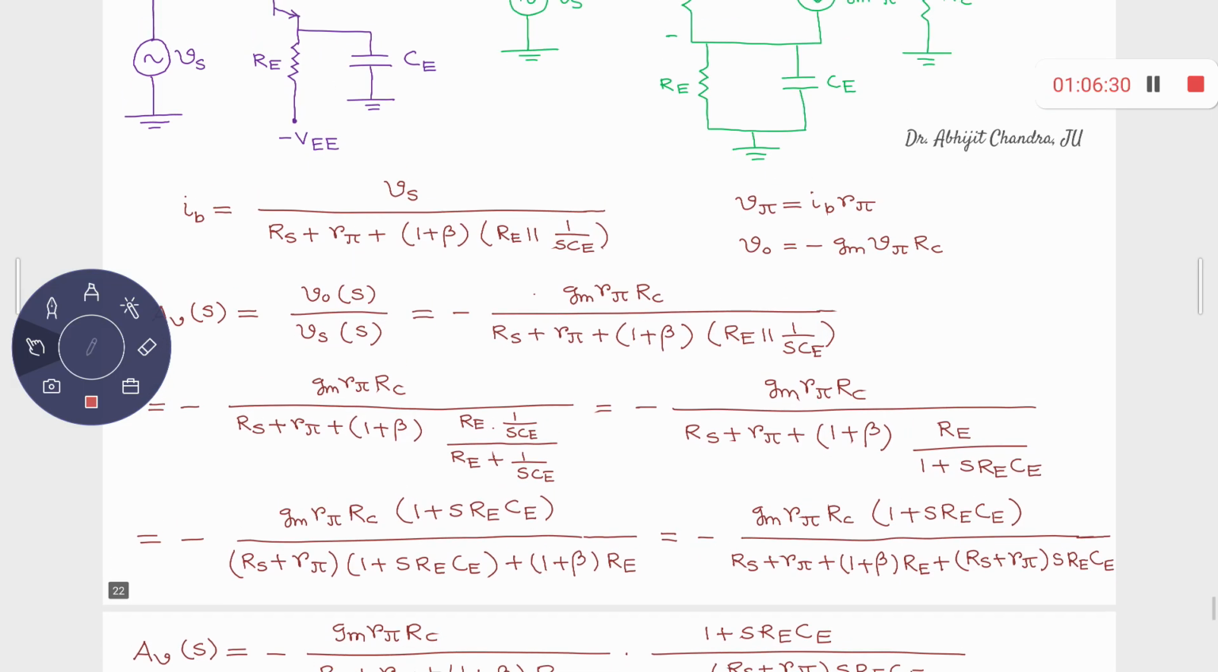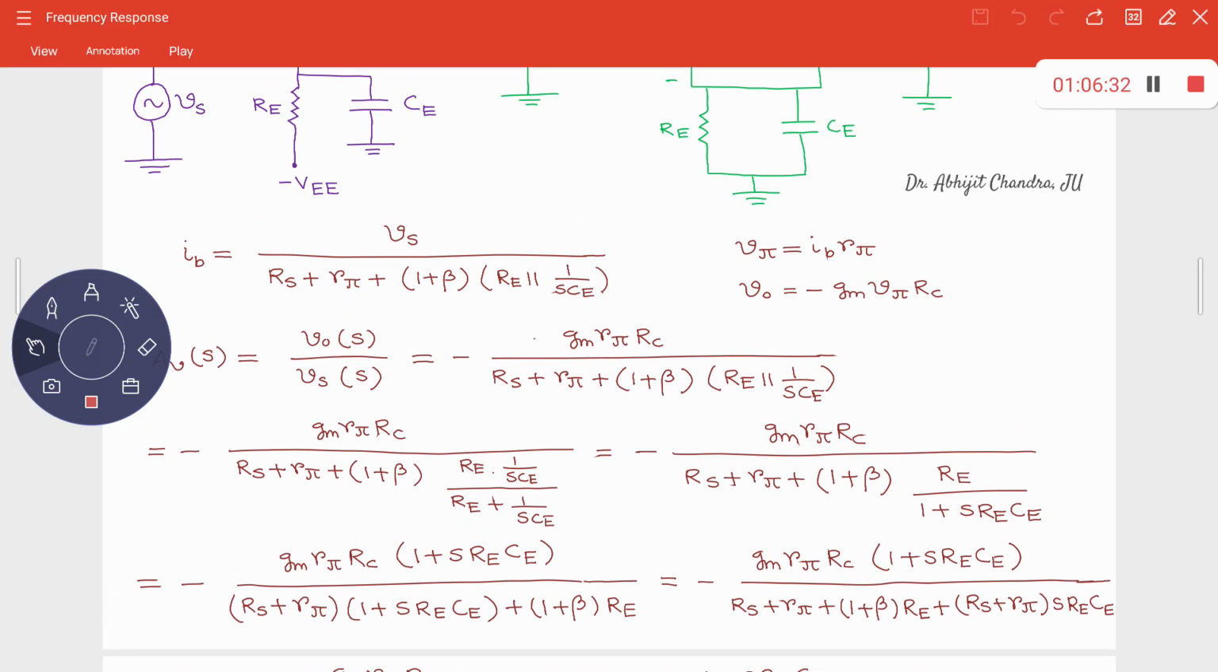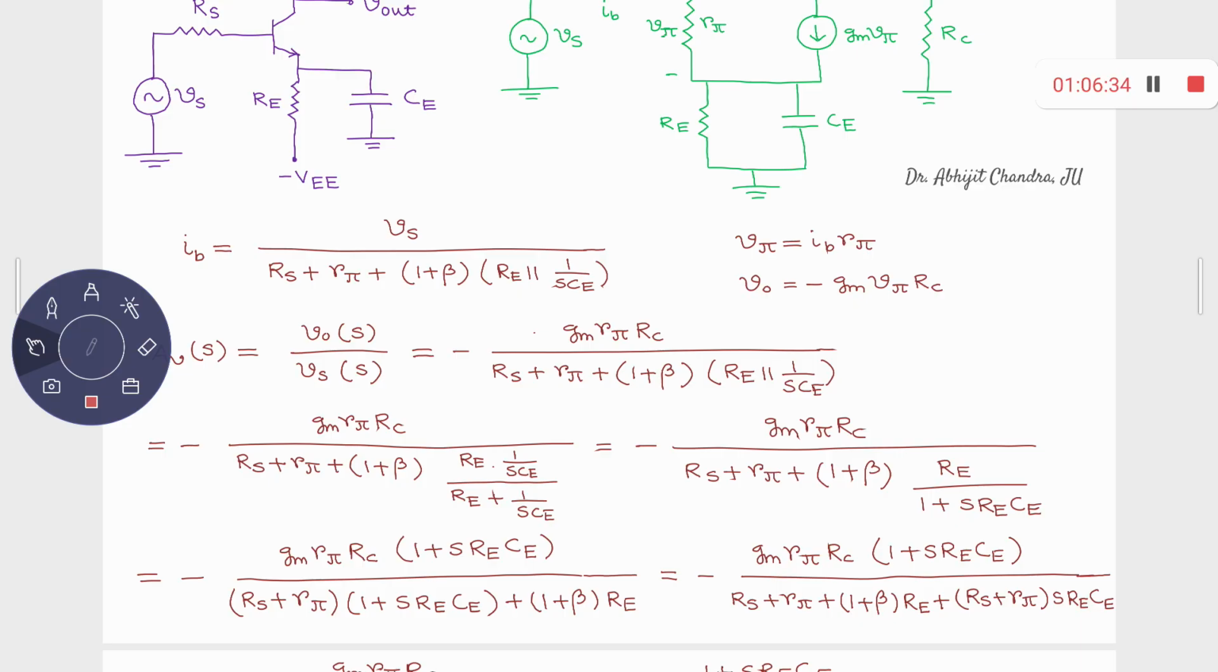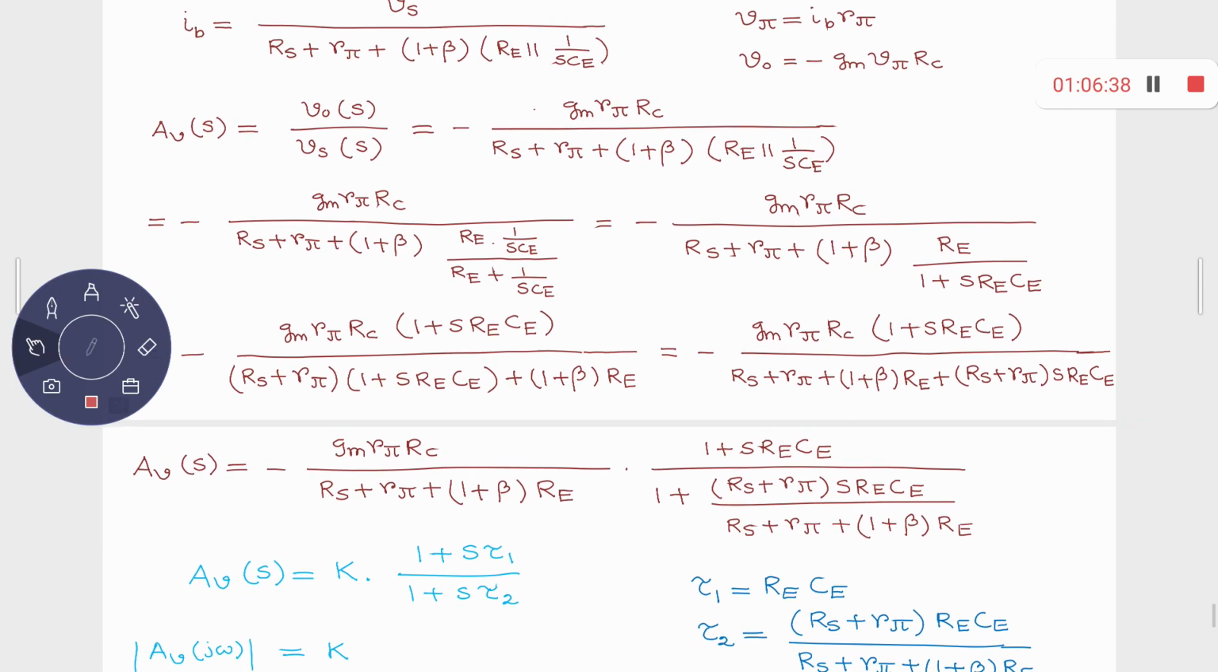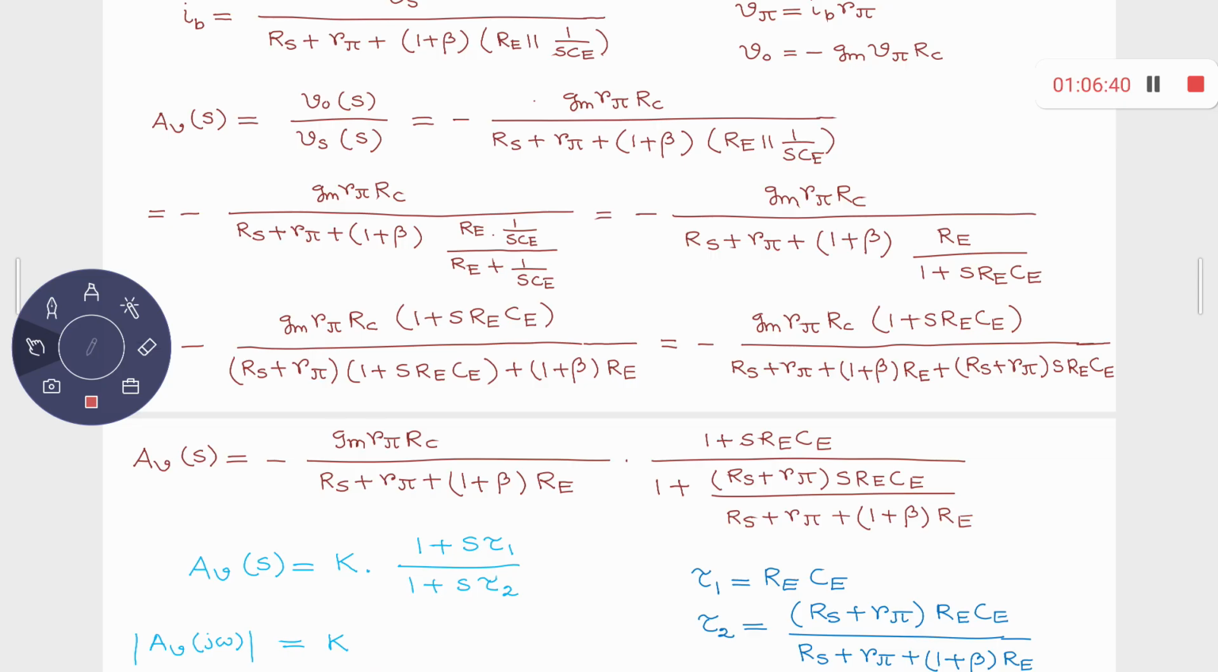It is basically the way you do this KCL and KVL, you analyze the loops and all. Then ultimately, let's find out the final expression. What I am getting is this final expression over there, and out of this, one part is the constant parameter, Gm r pi rc upon rs plus r pi plus 1 plus beta times r. Apart from that, you have this frequency dependent parameter, 1 plus S RE C divided by this entire thing.